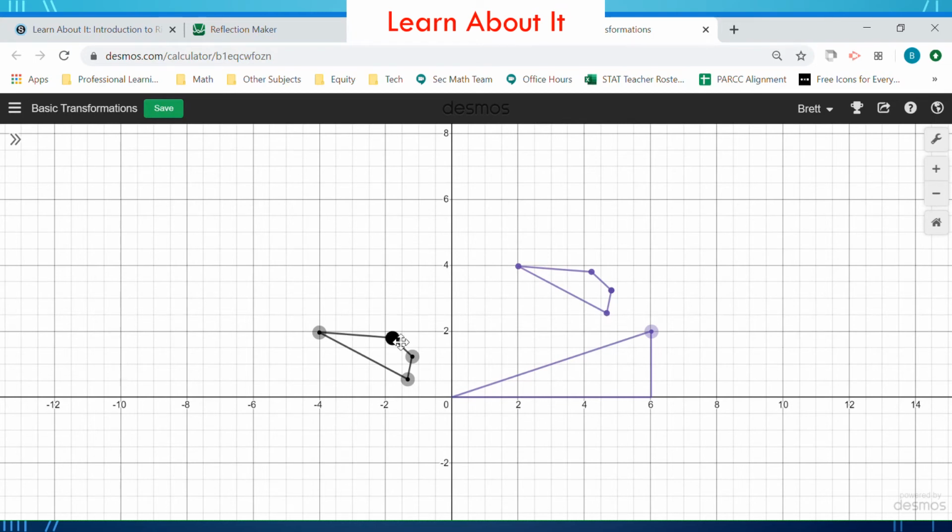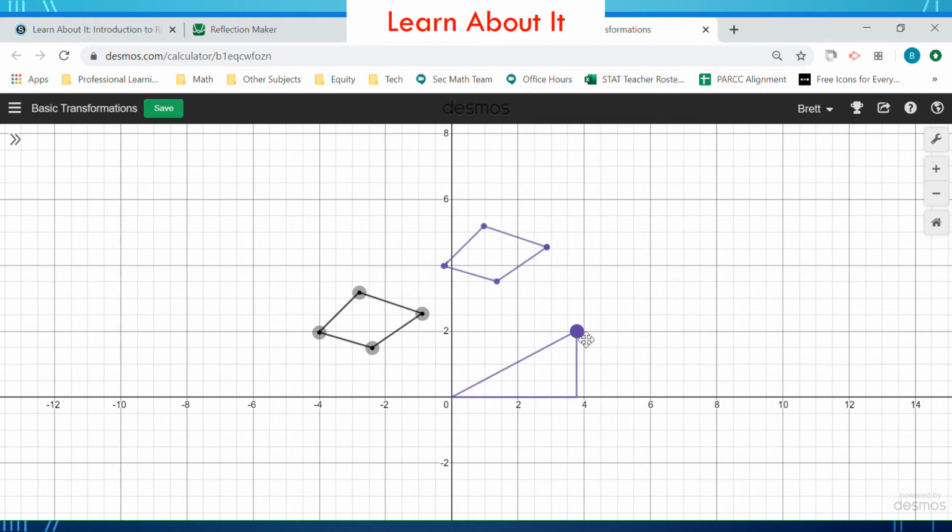So let's move some things around. If I change my original pre-image shape, it changes my image. That's pretty much what we have seen with the other rigid transformations. Now let's see if we move this point. What do you think is going to happen? Well, if I move it to the left, then it means it's translating not as far to the right.